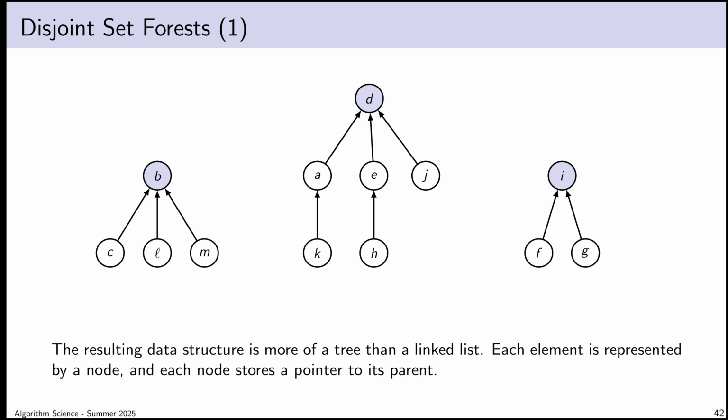Okay, so I'll adopt the convention that what I now have to represent each of my sets is a little tree, and the root of that tree is its representative. If I want to know the representative for a particular element, like K, I just walk up from that element to the root, and then the representative will be D.